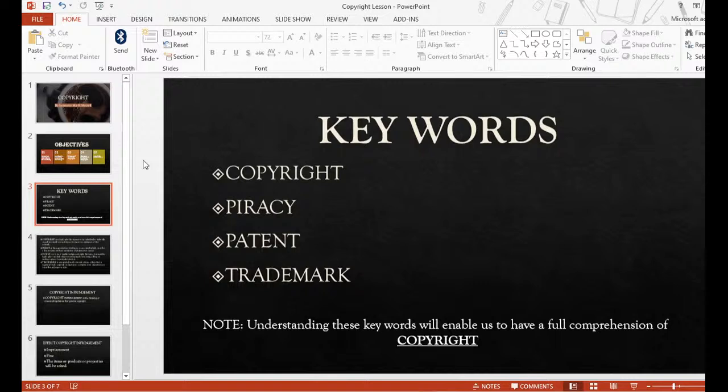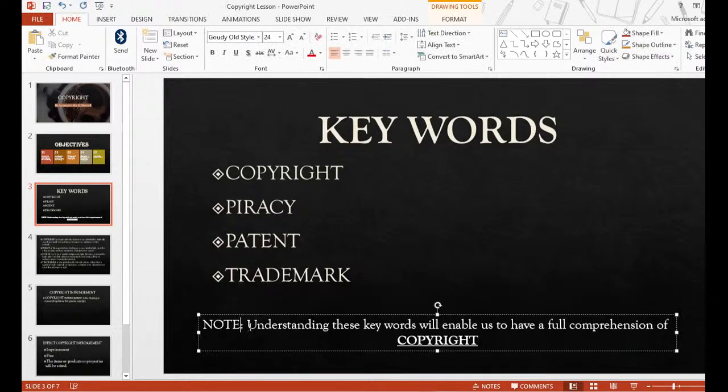The very first keyword that I want us to look at is copyright itself. What does it mean when we say copyright? The second keyword that we will be looking at is piracy. What is piracy? Then the third keyword that we will be focusing on is patent. Then from there we move to what we call trademark.